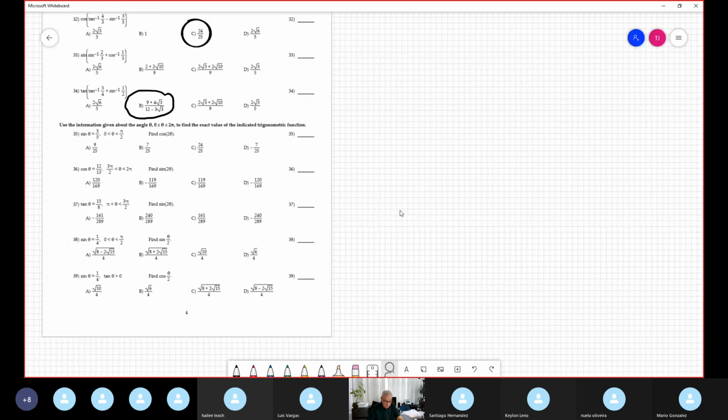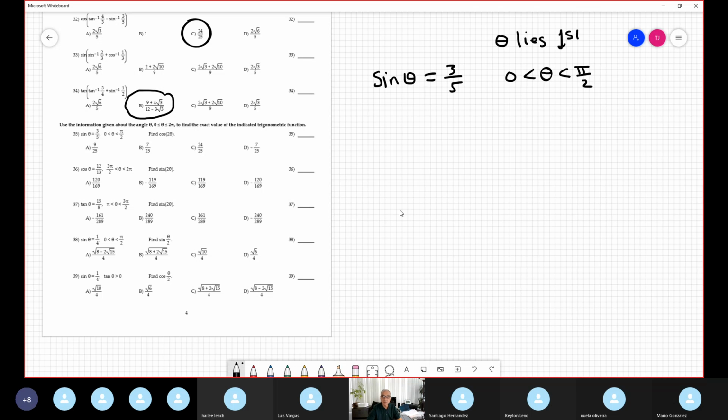Okay, the 35 problems say sine theta is given as 3/5. And also it is given that theta is in between 0 and pi/2. In other words, theta lies in the first quadrant.